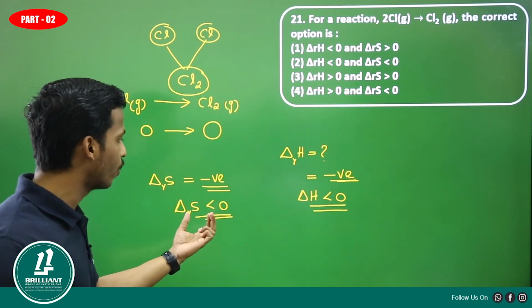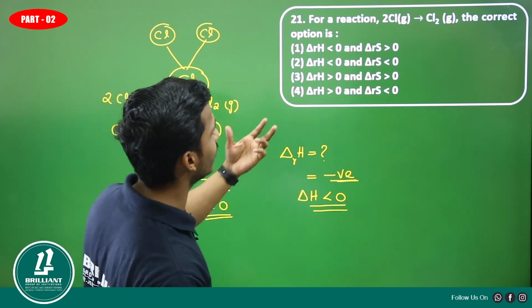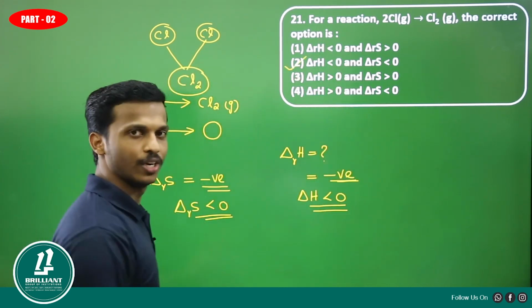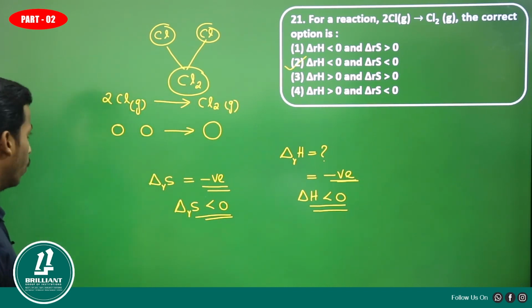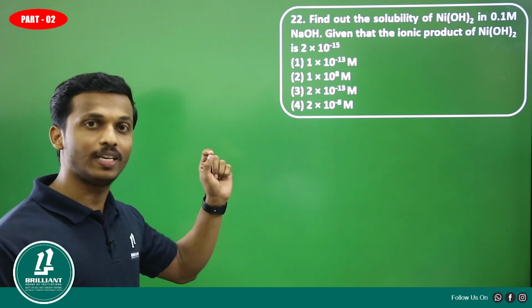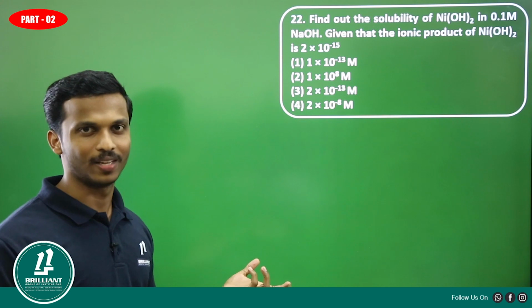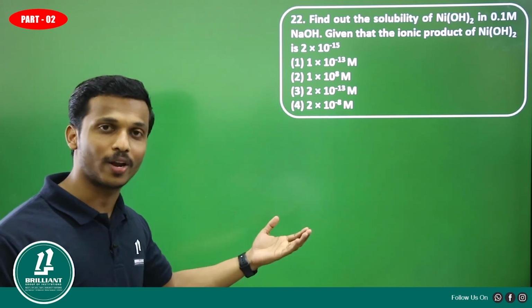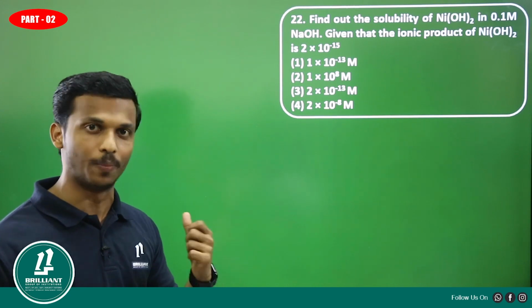So which option corresponds to delta S less than 0, delta H less than 0? Yes, that is option 2. So question number 21, option 2 is the answer. Now, let's go to question number 22. Find out the solubility. Which chapter? Solubility, ionic product, solubility product, everything we studied in grade 11, the chapter equilibrium.